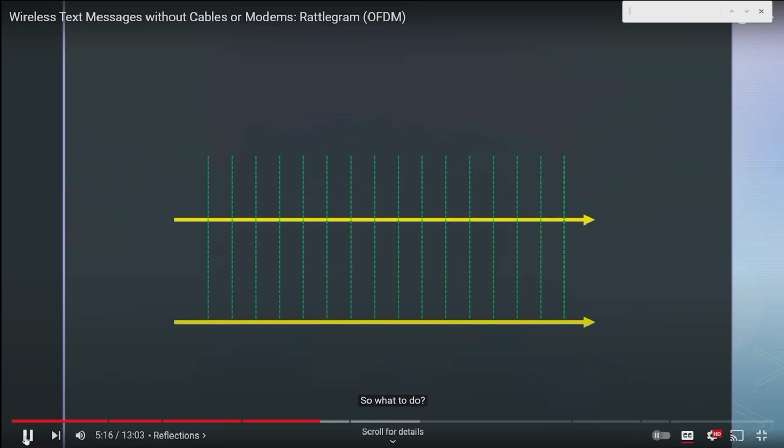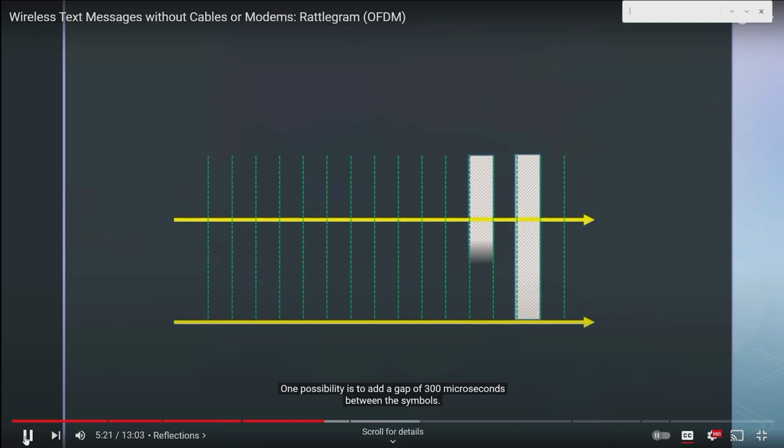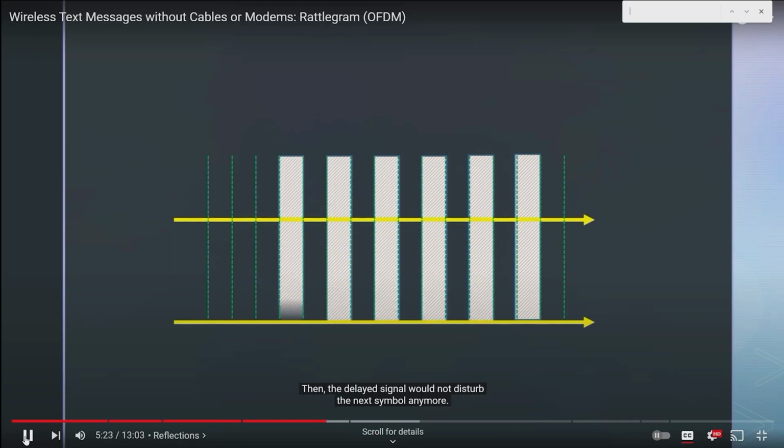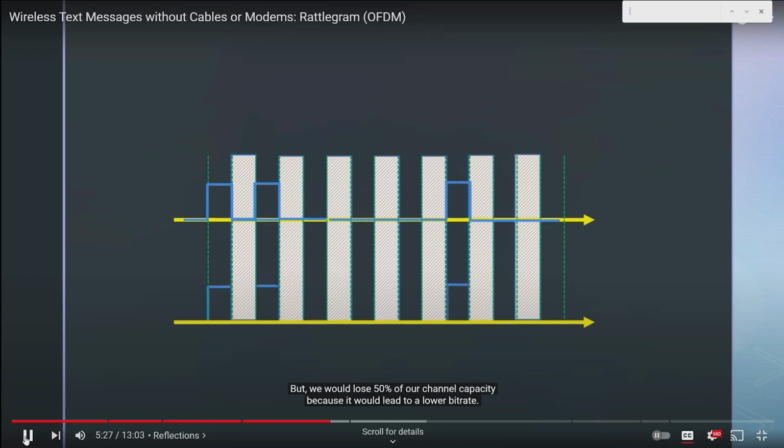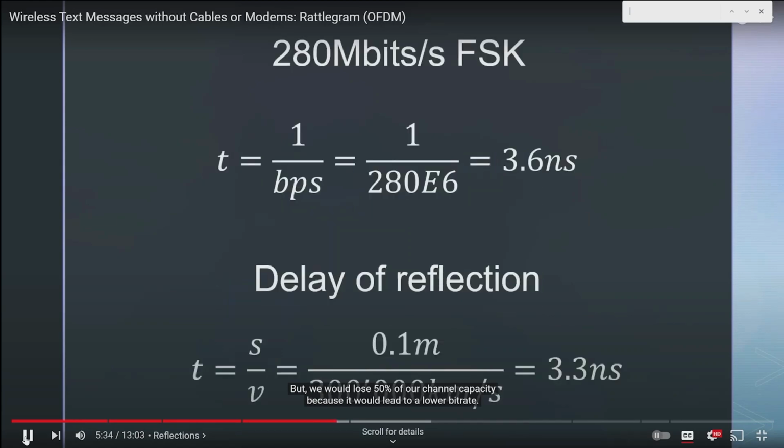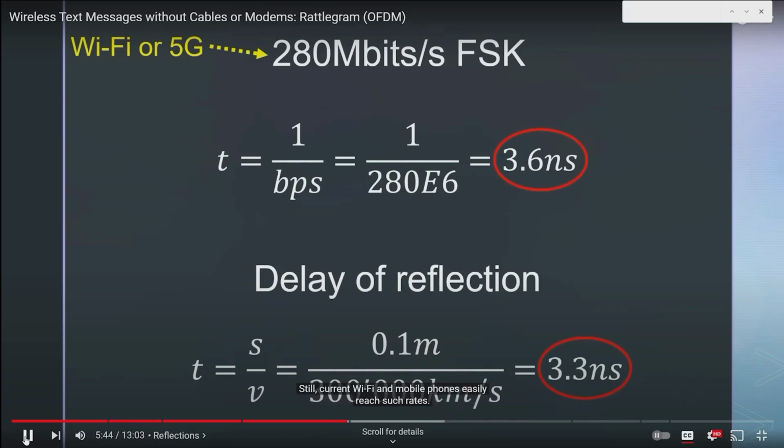So what to do? One possibility is to add a gap of 300 microseconds between the symbols. Then the delayed signal would not disturb the next symbol anymore. But we would lose 50% of our channel capacity because it would lead to a lower bit rate. The same applies to radio waves. Because the speed of light is much faster, the effect is only on higher data rates. Still, current Wi-Fi and mobile phones easily reach such rates.